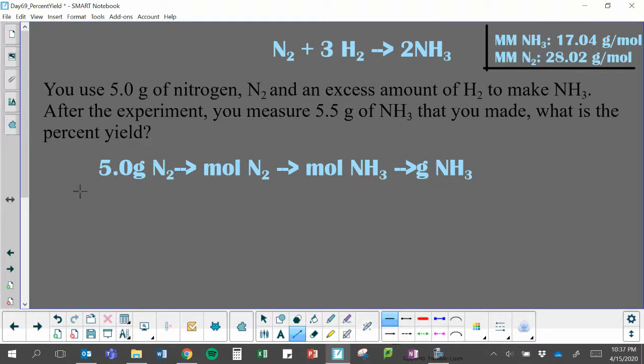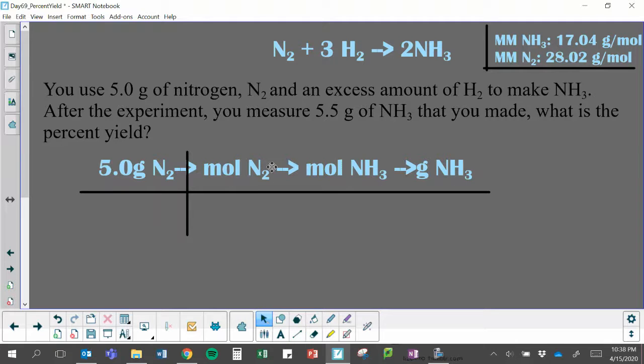And I'm actually going to go ahead and just use this to make our chart. So we're starting with 5.0 grams of nitrogen. The first thing we need to do is to convert that into moles of N2. And I actually already gave you your molar mass, but remember you would just look up the mass of nitrogen and then multiply that times 2 because there's 2 nitrogens. And that goes with our grams of nitrogen.